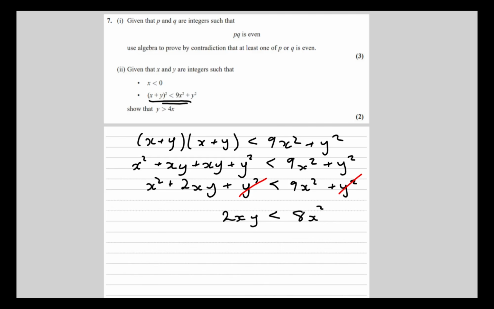We've been told in the question that x is negative. x is a negative number. So x isn't 0, so we can divide both sides by x. And if it's negative, when you divide or times by a negative, the inequality sign is going to flip over. So if we divide both sides by x, we will get 2y, and the sign's going to flip over. So it is bigger than 8x. As we just half both sides, y is bigger than 4x.